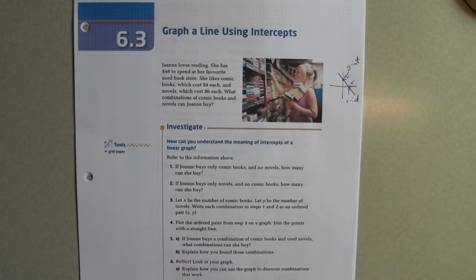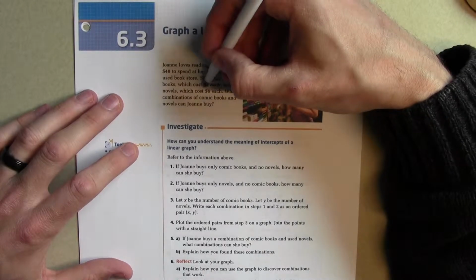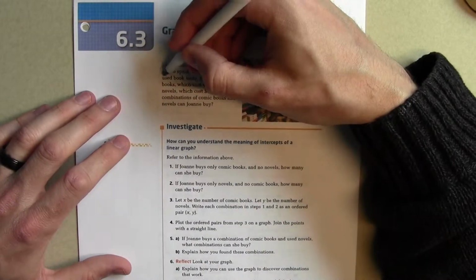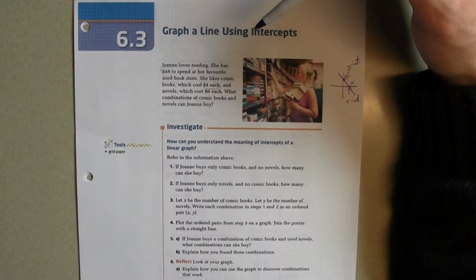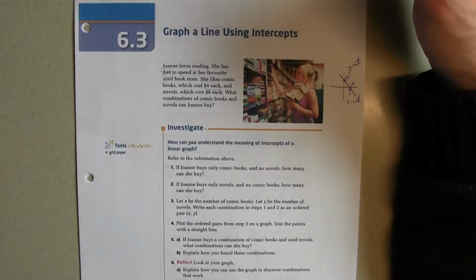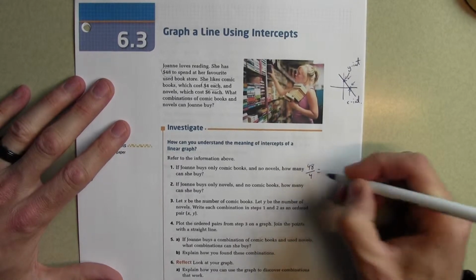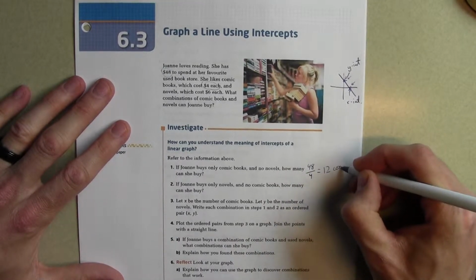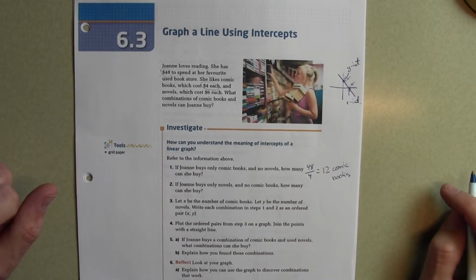So if Joanne buys only comic books and no novels, how many can she buy? So we know comic books cost $4, and she's got $48. If she can only spend it on comic books, which cost $4, how can you find out how many comic books she could buy? You do 48 divided by 4. Excellent, yeah. 48 divided by 4, which is? 12. Very good, quick math, too. So she can buy 12 comic books.